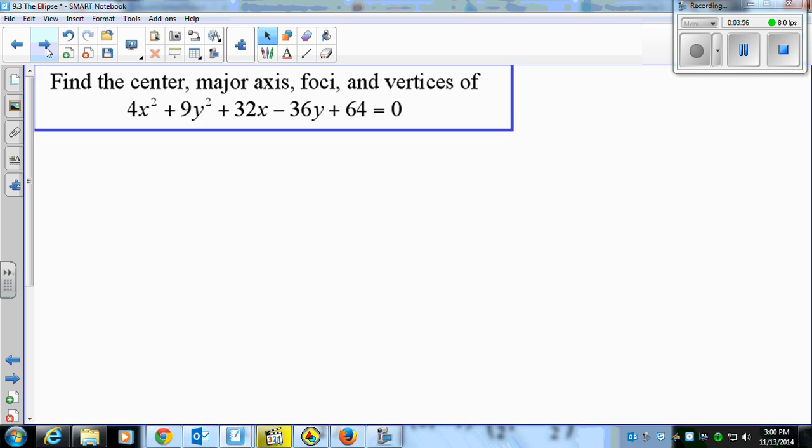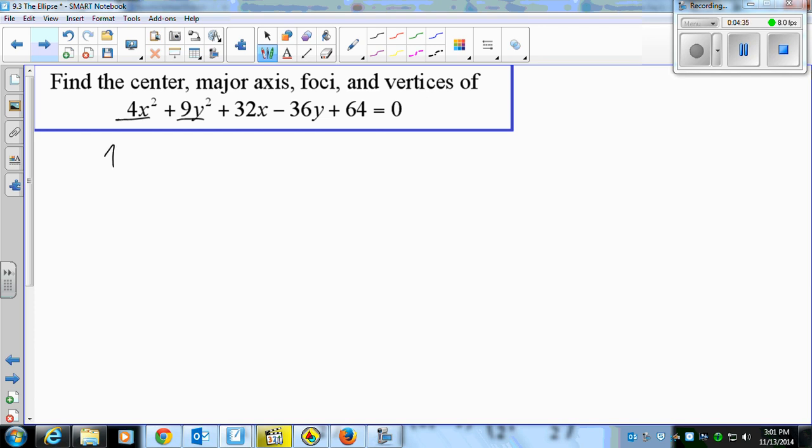So our second example here is find the center, major axis, foci, and vertices of this equation. First thing I want to recognize is, yes, I am dealing with an ellipse. I have an x² positive and a 9y² positive. Yes, their coefficients are different, so it's not a circle, but the coefficients have the same sign, so it must be an ellipse. So what I need to do is get it into that standard form so I can identify my h and k and my a and b values so that I can go ahead and meet the needs of this problem.